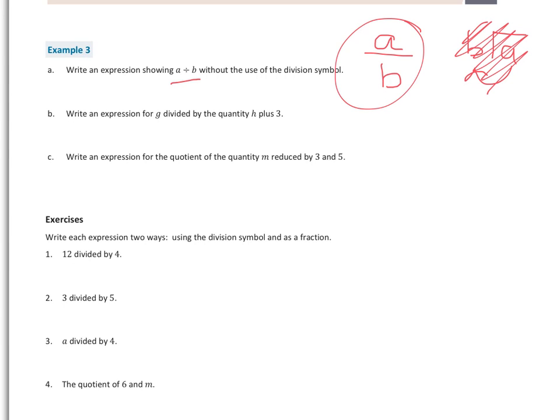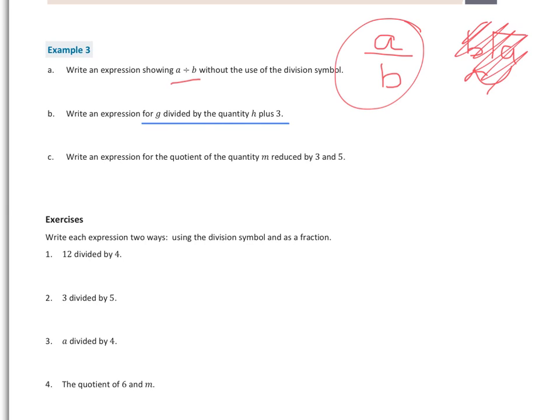B. Write an expression for G divided by the quantity H plus 3. Alright, so here we're getting a little bit more complicated. And I'll do this one in blue, because we have this as an expression for G, right? G divided by the quantity H plus 3. So what are we actually dividing it by? Well, we're not dividing it by a number. We're taking G and dividing it by the quantity H plus 3.